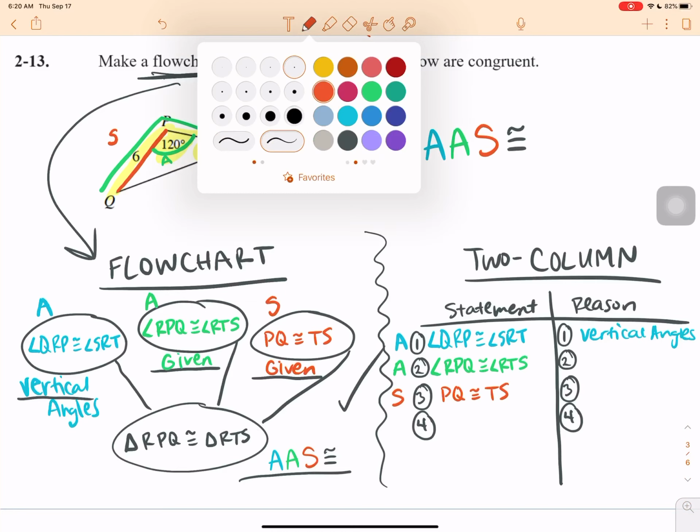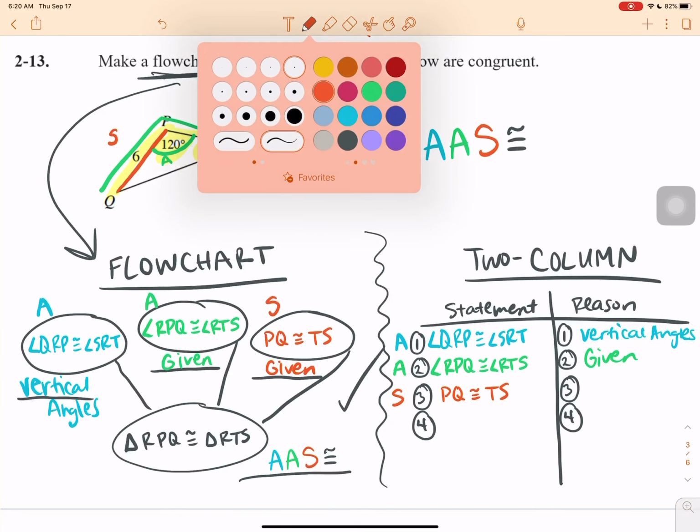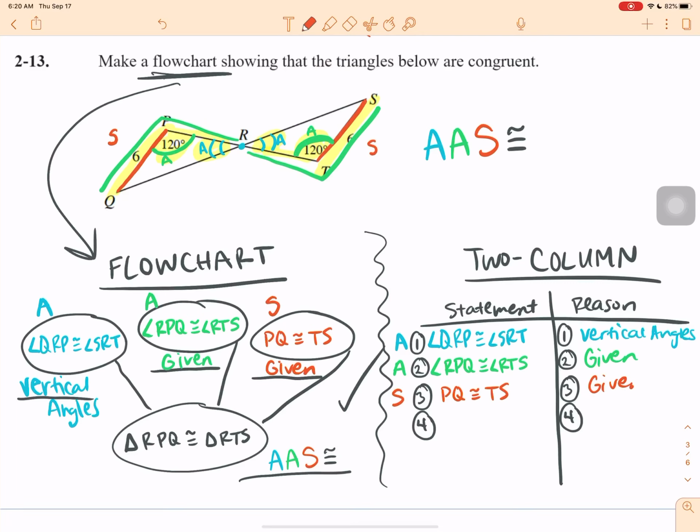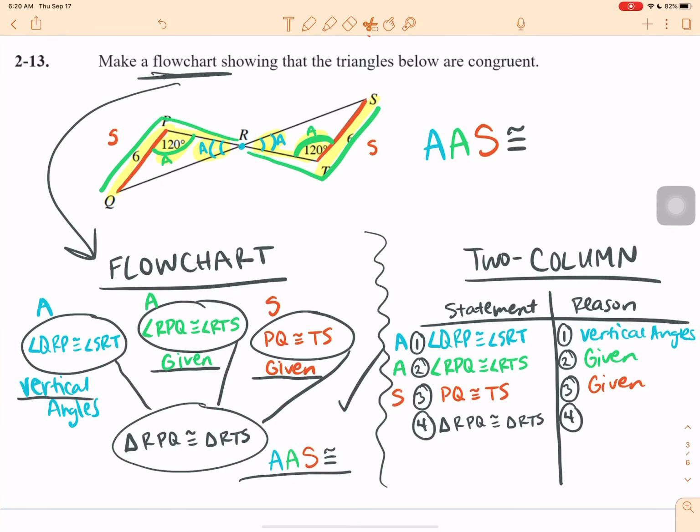Oh, I forgot to write given here. Given. And then given. So again, we had said triangle RPQ is congruent to triangle RTS. And we know that because of angle, angle, side congruency. Okay, so go ahead and pause and make sure you have everything down. I'm moving on to the next problem.